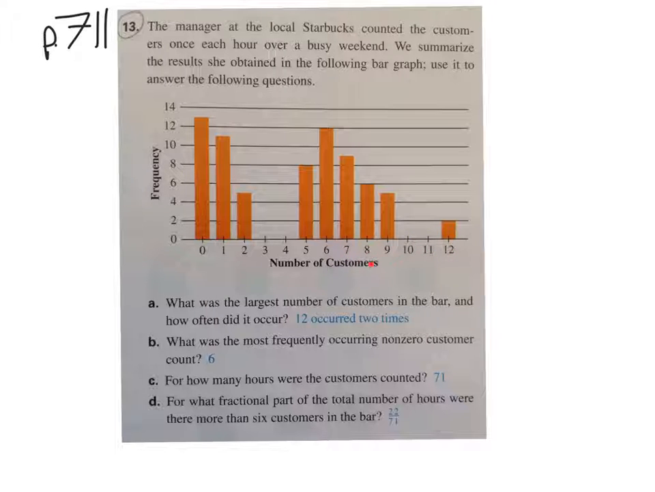Well, there weren't 10 or 11, but we can count up how many 7s there were. There were 9 of them. How many 8 counts? There were 6. How many 9 counts? There were 5, etc. So add up that 9, 6, 5, and 2. You should get 22. So the fraction part will be 22 out of 71. There were 22 times that she counted more than 6 people in the bar out of the total 71 times she counted overall. So that's the answer, 22 over 71.